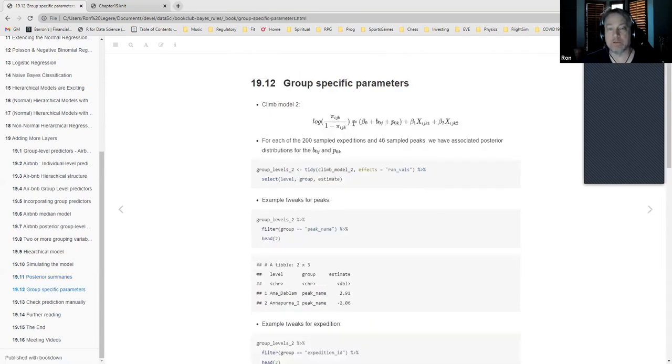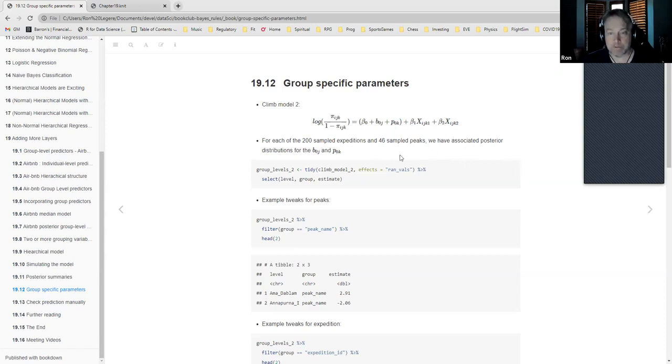So here's what the median log odds model looks like, right? It's got the base intercept, tweaks for the expeditions, tweaks for the peaks, and then a slope for oxygen and for age. I don't know which one's which here, it doesn't really matter.